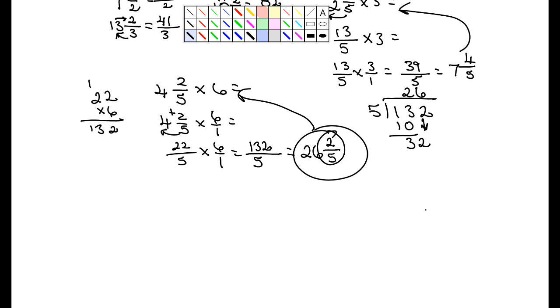Well, 5 goes into 132 26 times, which is 130. And so 130 subtracted from 132 is 2. There's 2 left over. So whatever is left over goes on the top in the numerator position, and the denominator stays the same. So how'd you get 130?